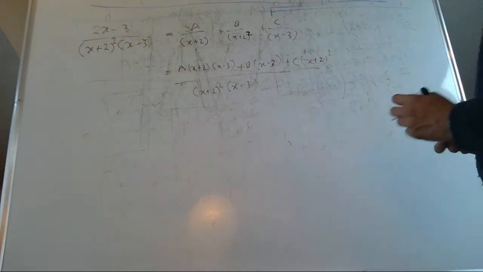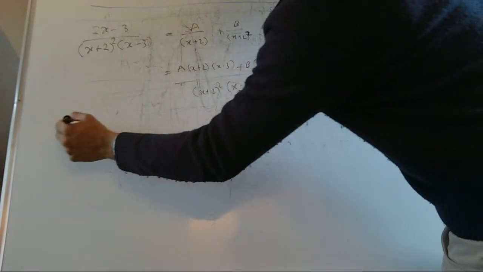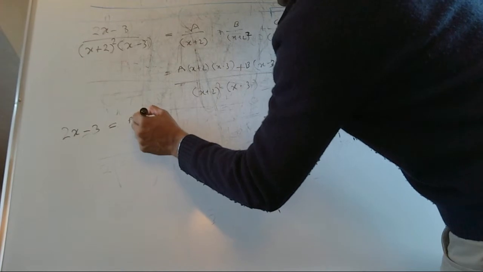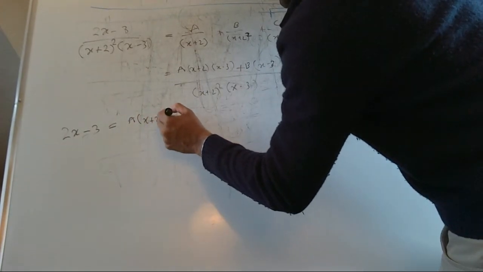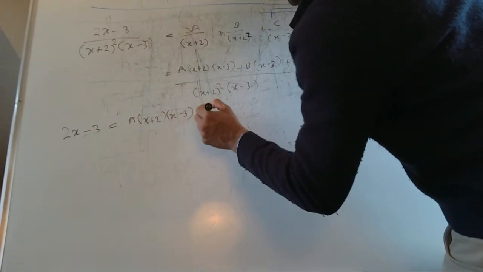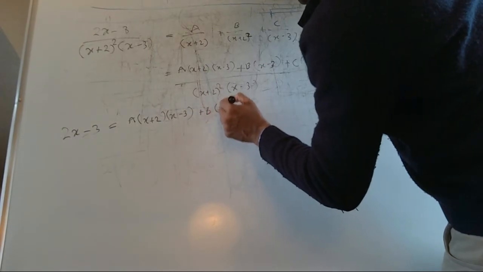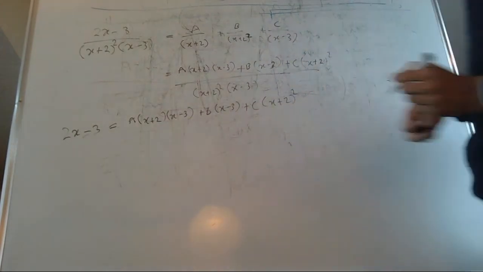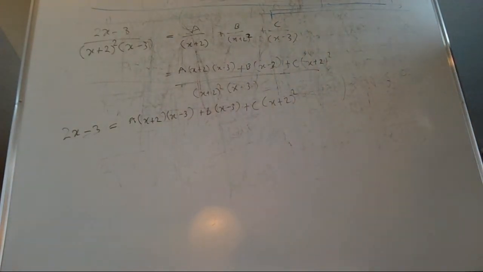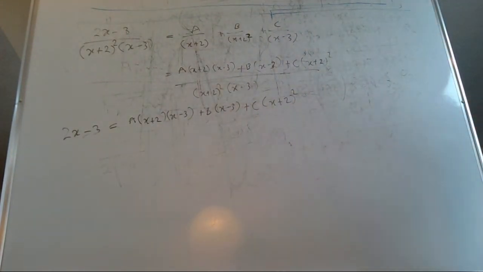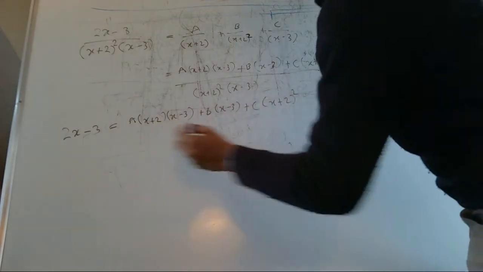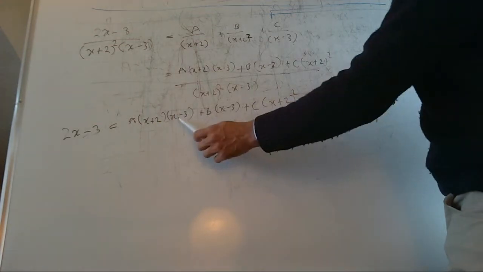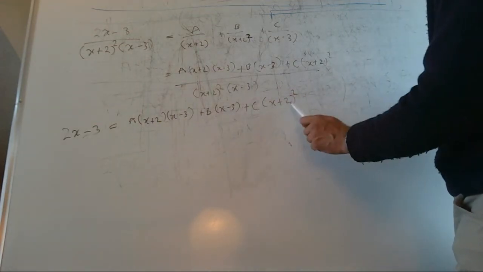Okay, so let's just write the numerators. So 2x - 3 = A(x + 2)(x - 3) + B(x - 3) + C(x + 2)². Okay, so now let's use the elimination method again. So if I put x = 3, this is going to be 0, that's going to be 0, so you're going to end up with just that.